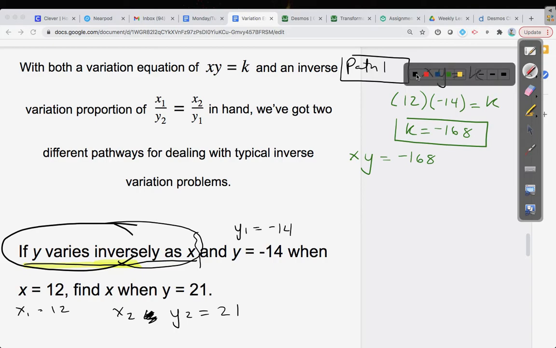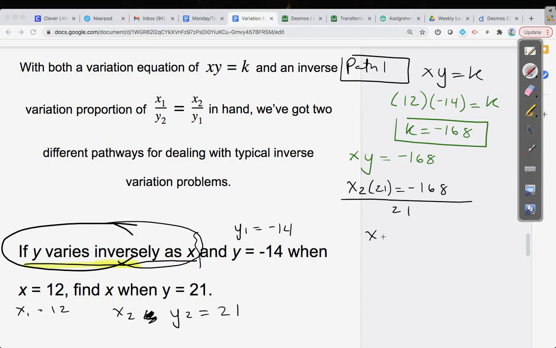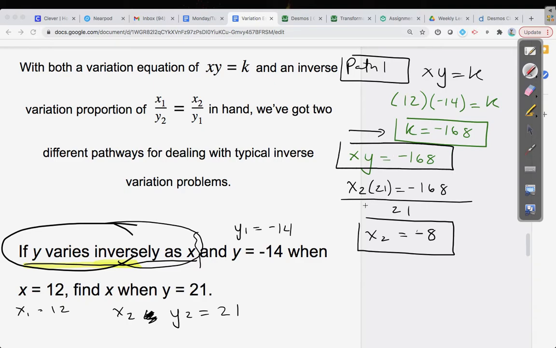And in this particular example, I'm looking for x sub 2, a second x value. And my y sub 2 value is 21. And their product is going to be negative 168. So I'm going to divide by 21, in which case x sub 2 is equal to negative 8. So that's what happens with path 1. It's unavoidable. You have to find the constant of variation, and in doing so, you then get this equation here, which allows you to find any xy pairings.